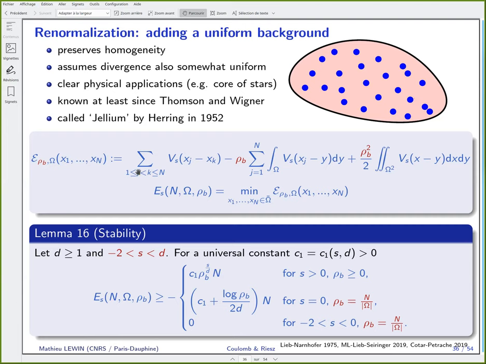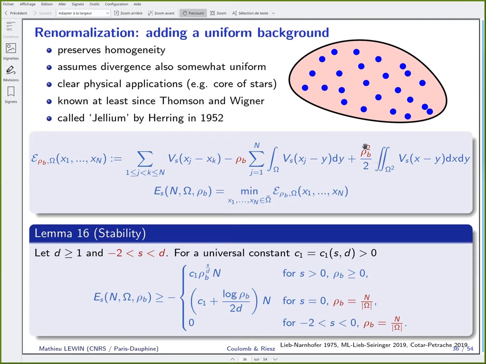Anyway, so here is the new energy. We will have the same double sum as before, so a sum over pairs. And then we have the interaction between the points and the uniform background. It's just the sum over the points of a certain constant rho b, the density of the uniform background, and then I integrate. That's the interaction between the points and the background. And then it's very natural to add this constant. It's just a constant, it doesn't do anything to the minimizers. But it's a huge constant, so it's going to renormalize the energy in the proper way.